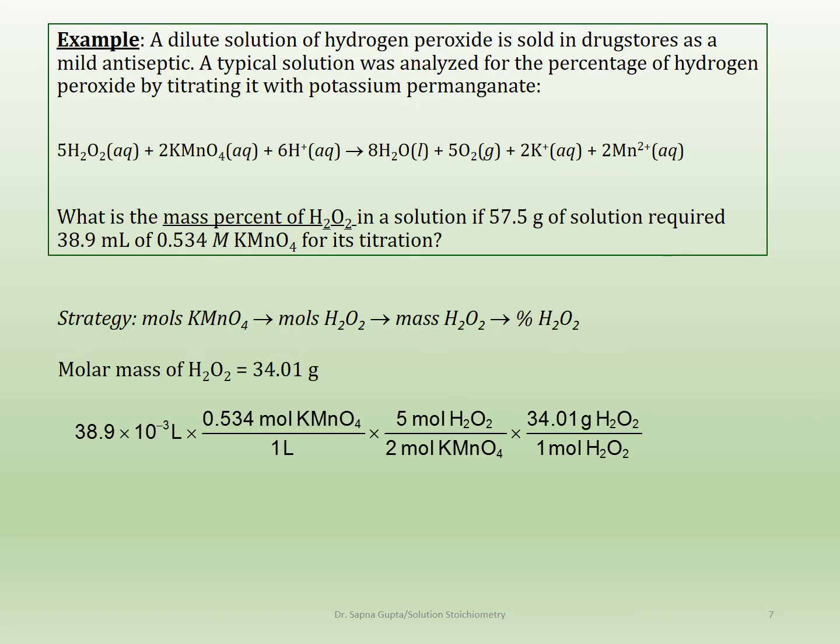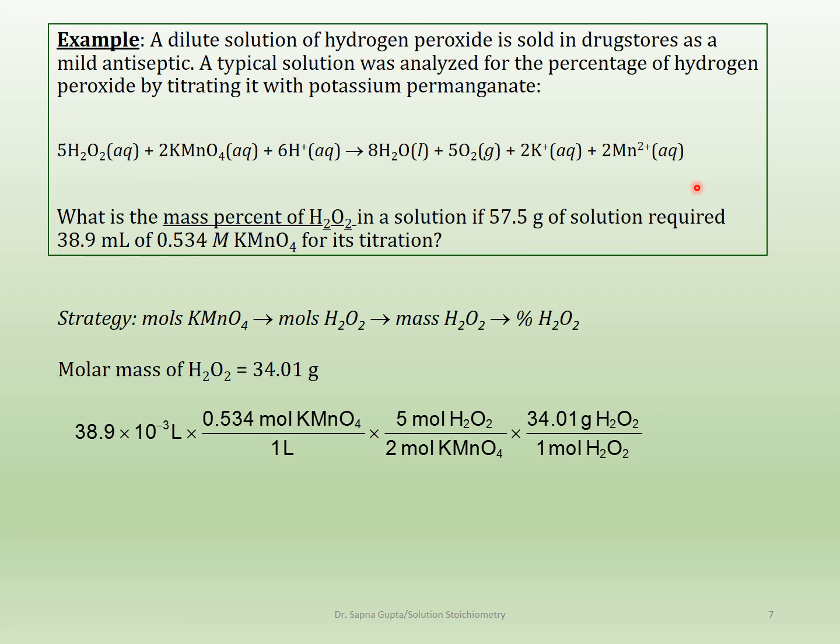Another problem. We have a solution of hydrogen peroxide, which is sold in drugstores, and we're trying to analyze how much hydrogen peroxide is there by titrating it with potassium permanganate. This is actually a redox titration. We don't have enough information yet to make that judgment, but still, I'm telling you that this is an oxidation reduction titration that is being set up.